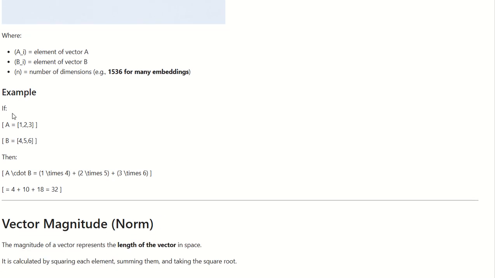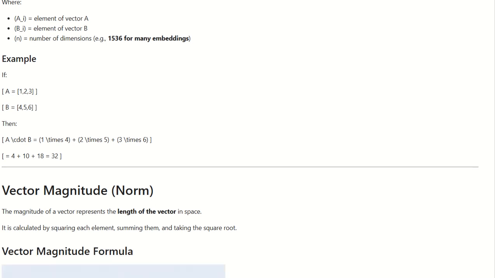Here is a simple example: a is 1, 2, 3 and b is 4, 5, 6. The dot product is 1 times 4 plus 2 times 5 plus 3 times 6. So finally 4 plus 10 plus 18 equals 32. So this is the dot product.